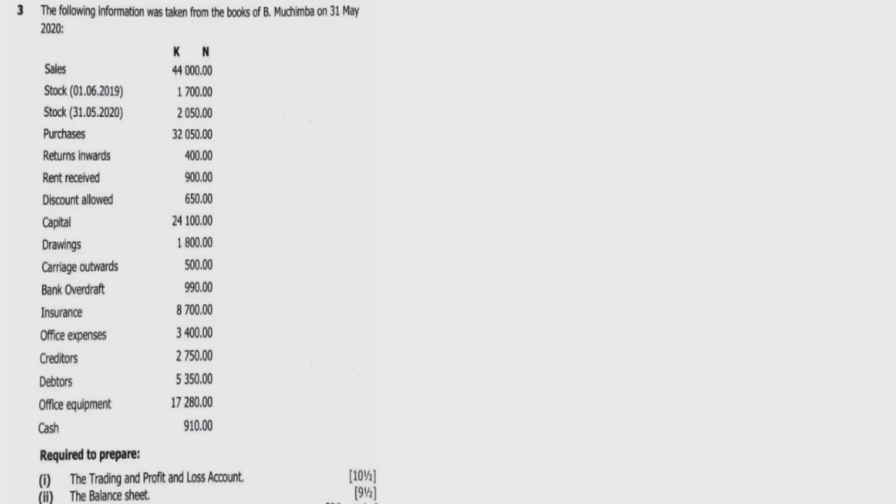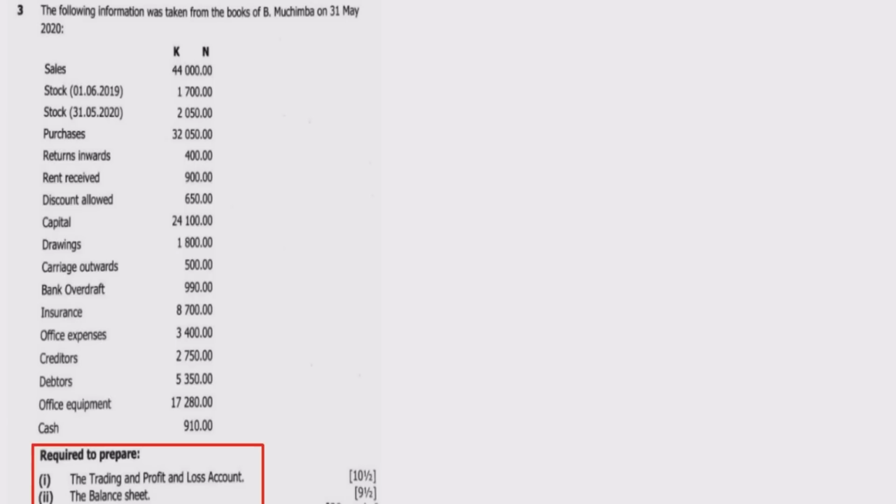Creditors, that is 2,750 kwacha. Debtors 5,350 kwacha. Office equipment, that is 17,280 kwacha. Cash, that is 910 kwacha. Okay, and then the actual question is what you are required to do. Required to prepare: 1, the trading and profit and loss account for Mr. B. Muchimba, and 2, the balance sheet. So these are the 2 accounts we need to prepare.